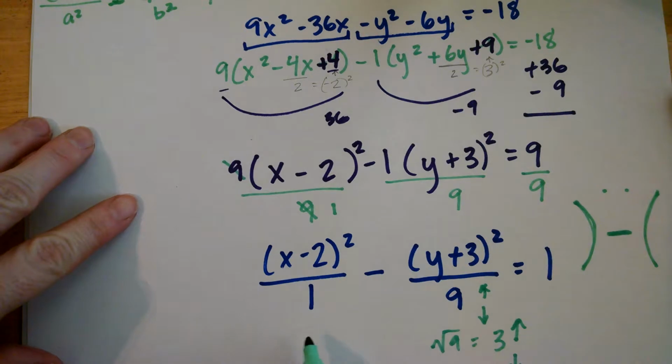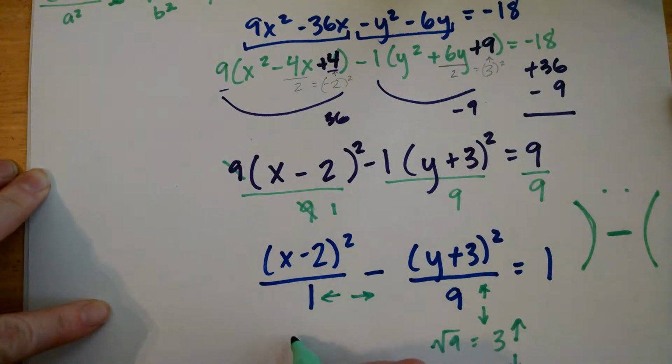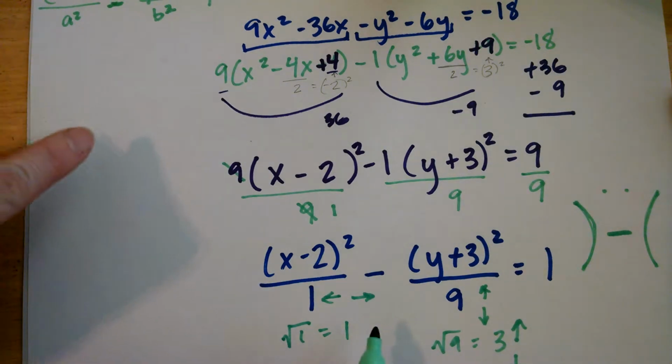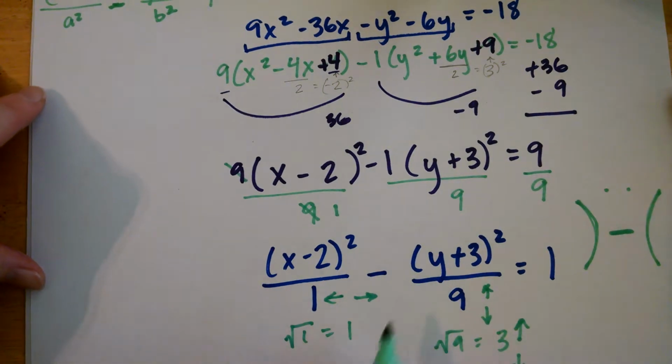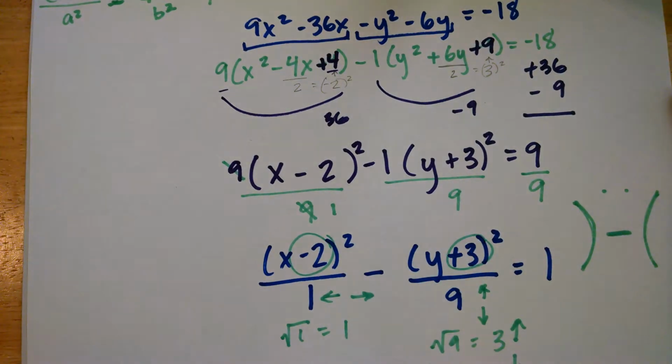And this one is going to determine where we go side to side, because it's under the x term. Under the y term, up and down. So square root of 1, that's going to be 1. We're going to move 1 unit to the left and to the right, 3 units up and down from our center. Now remember, our center, these guys right there.